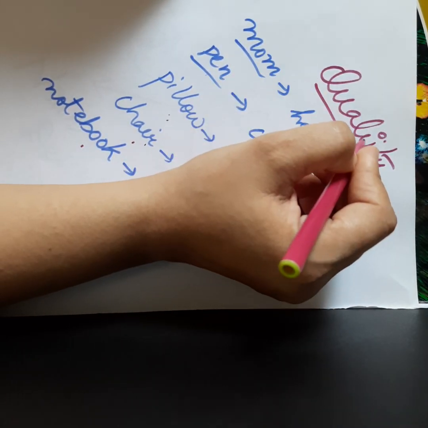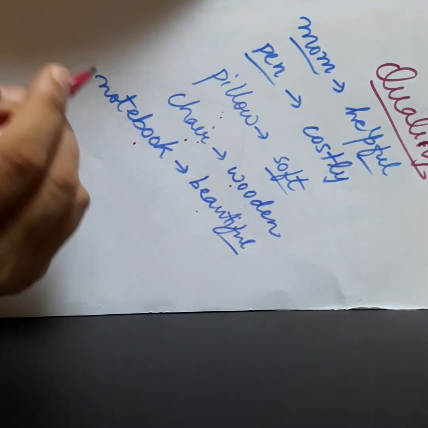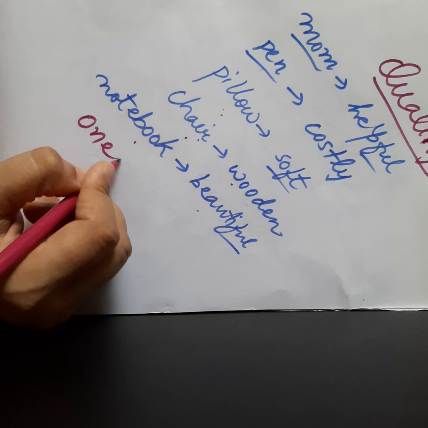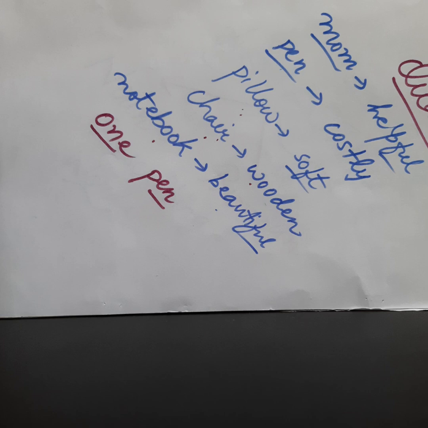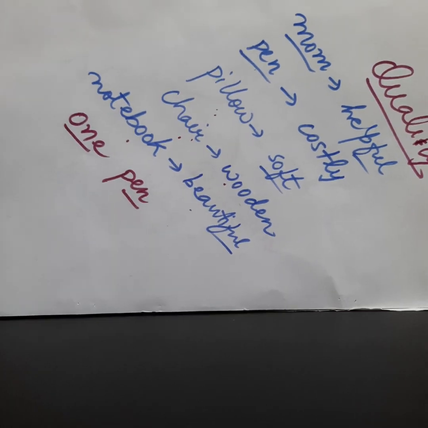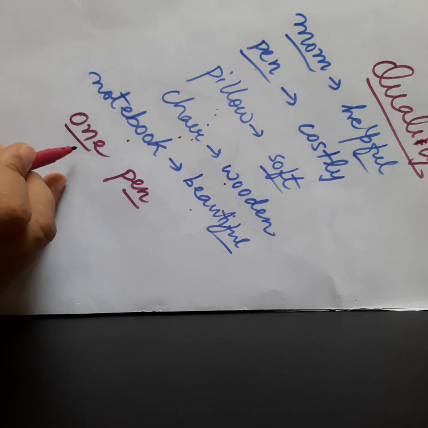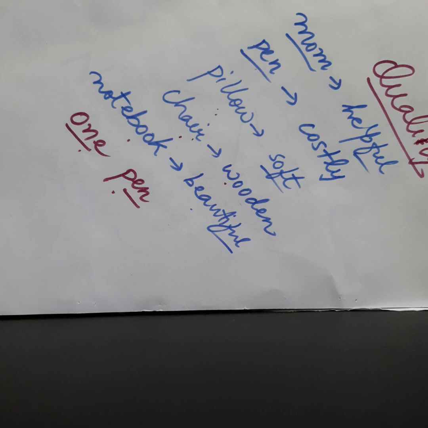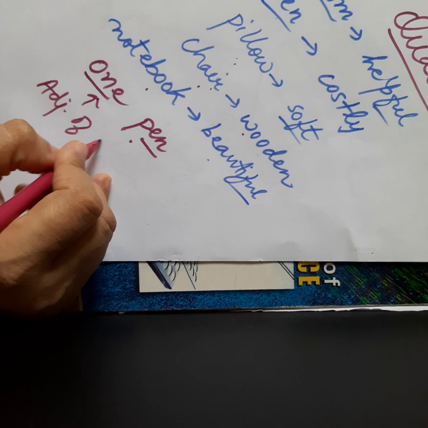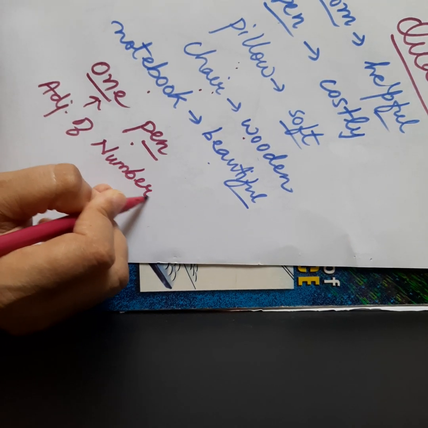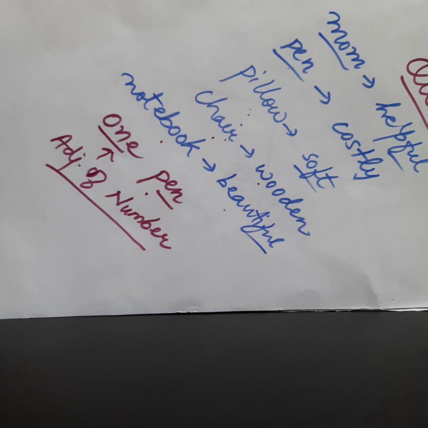Okay? Now dear children, one more thing. When you say, like, I have one pen, then what is this one? Yes, this just comes to my mind because many a time children will say, ma'am, what if we say one pen, one pillow, one chair? Dear children, here one tells you the number of your object. Okay. So here it becomes adjective of number. And that we will talk about in our next session. Okay. So today we are learning about adjectives of quality.